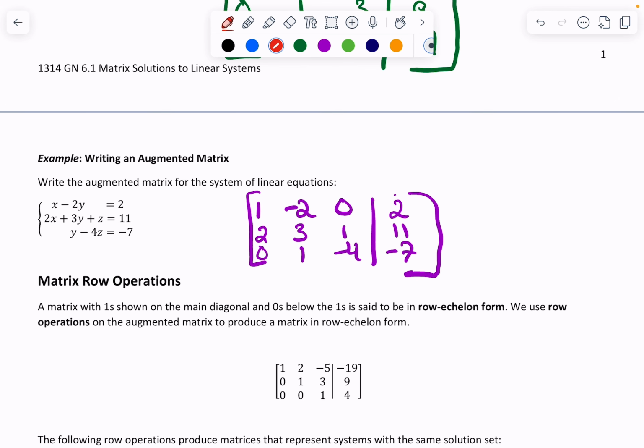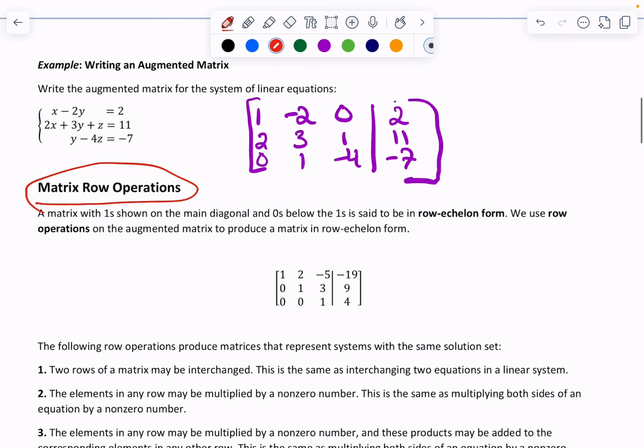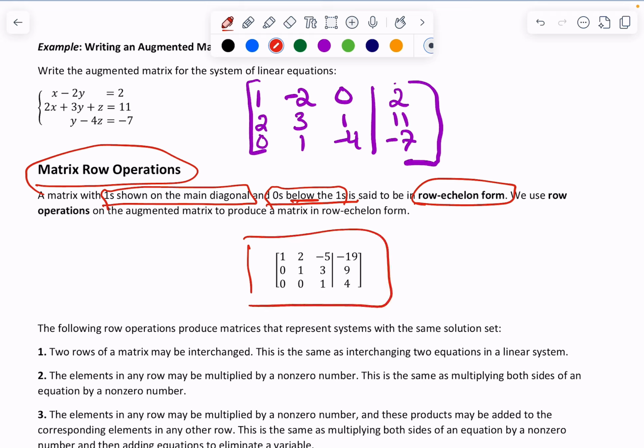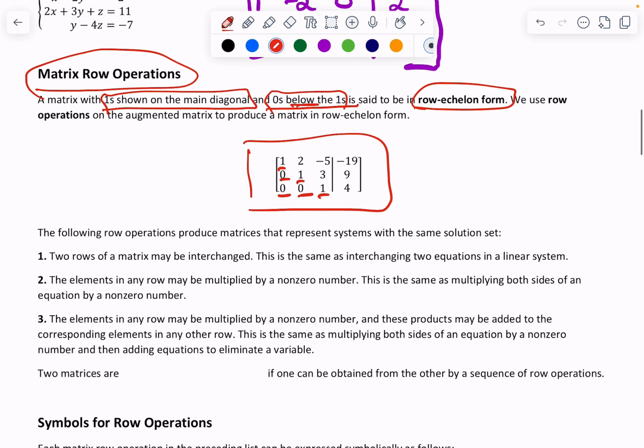Okay, next we're going to look at matrix row operations. A matrix with ones shown on the main diagonal and zeros below the ones is said to be in row echelon form. We use row operations on the augmented matrix to produce a matrix in this form. So here's an example of that. We have ones on the diagonal and zeros underneath it. The following row operations produce matrices that represent systems with the same solution set.